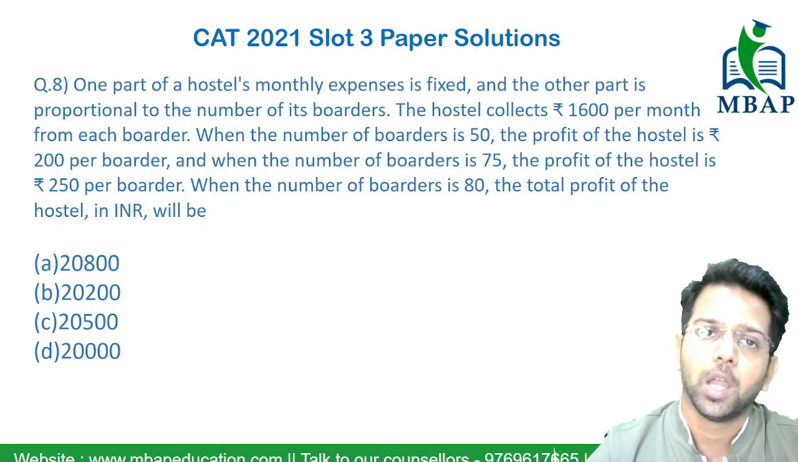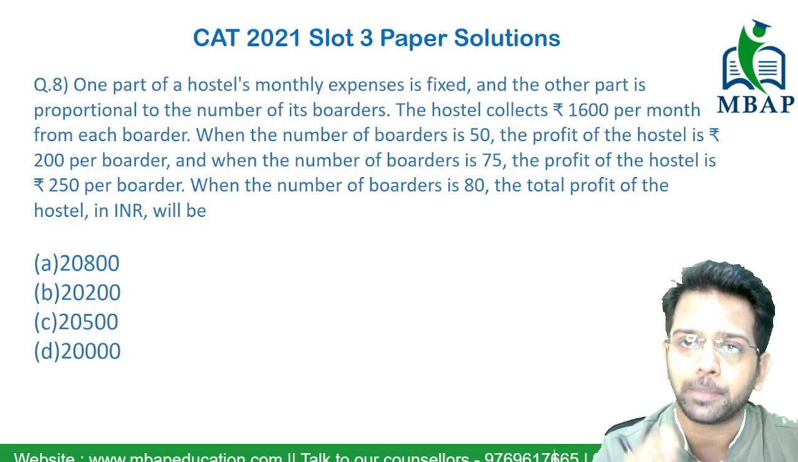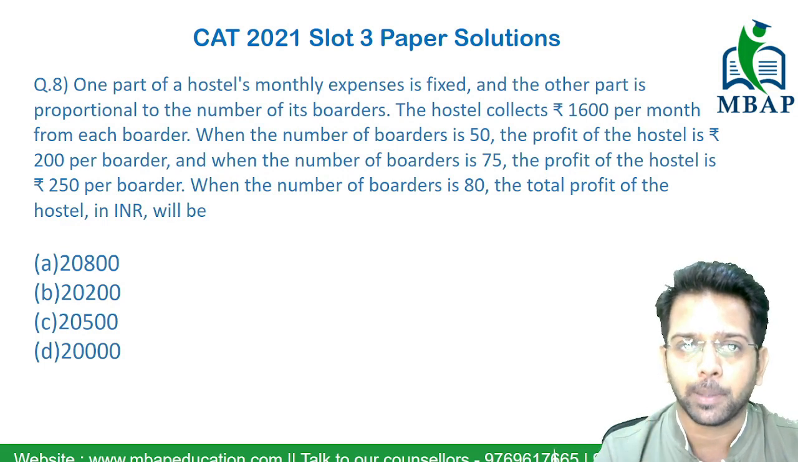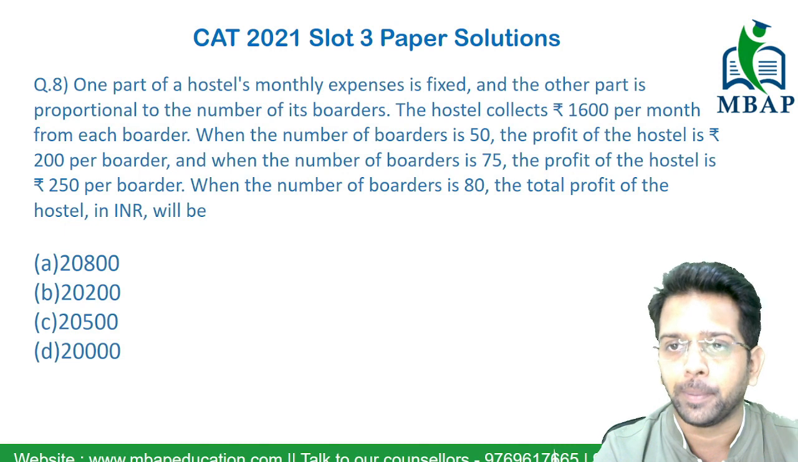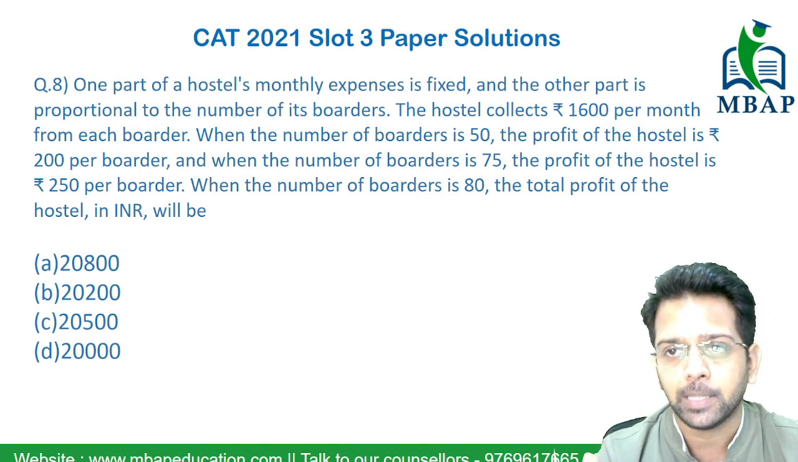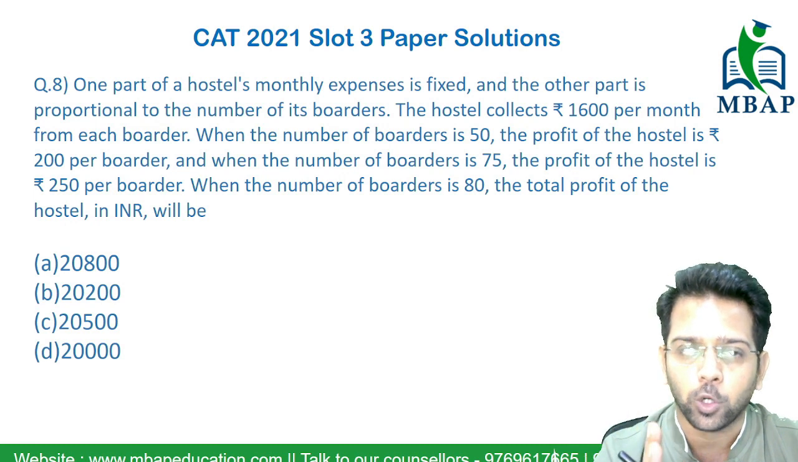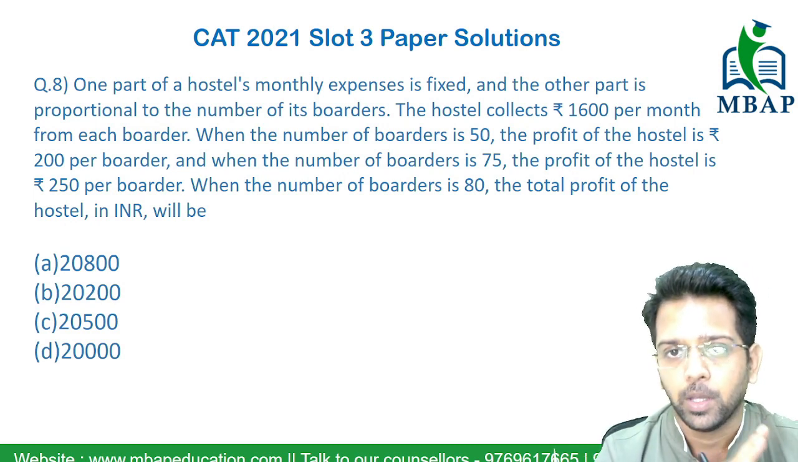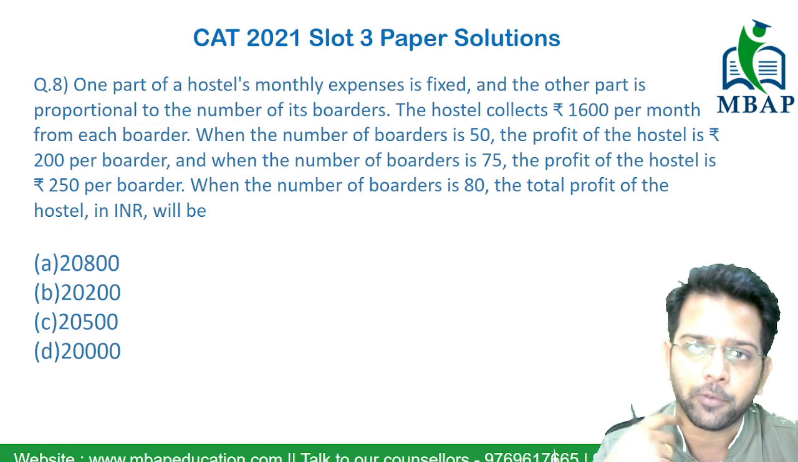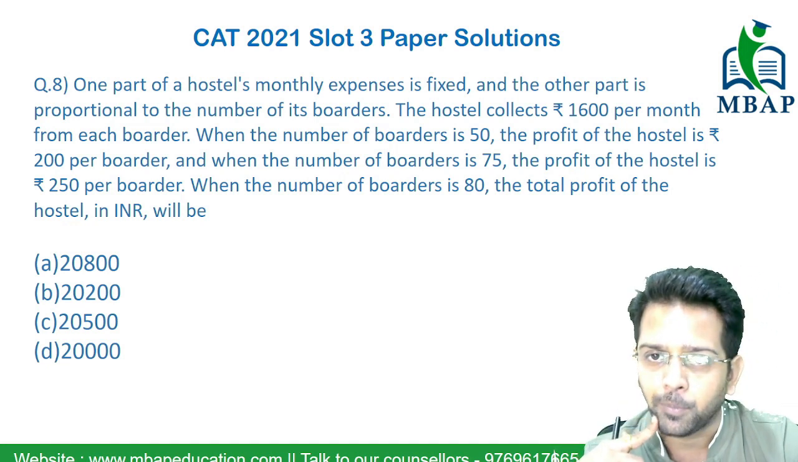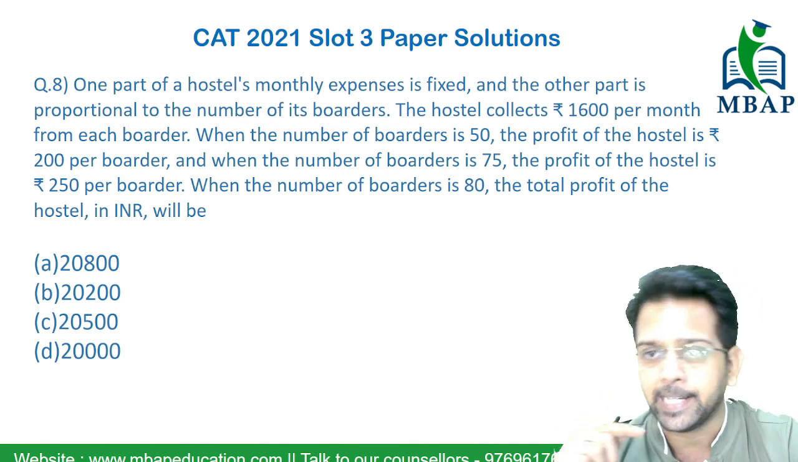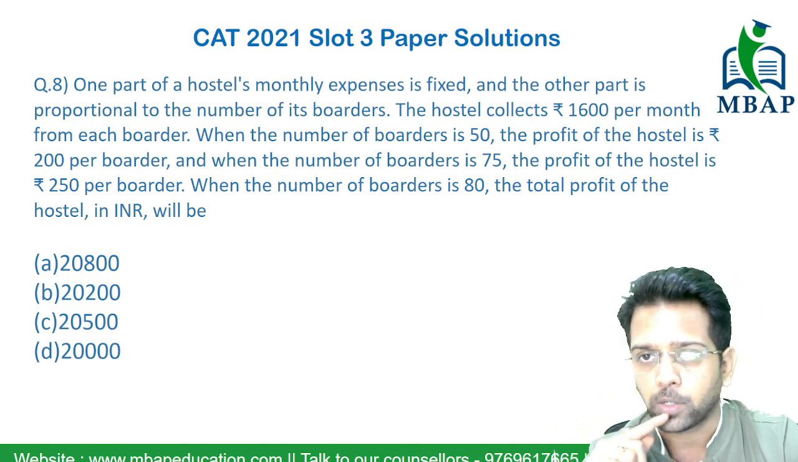The question says, one part of the hostel's monthly expense is fixed and the other part is proportional to the number of boarders. If the hostel collects 1600 per month from each boarder, when the number of boarders is 50, the profit of the hostel per boarder is 200. When the number of boarders is 75, the profit of the hostel per boarder is 250. And the question is, when the number of boarders is 80, what is the profit?